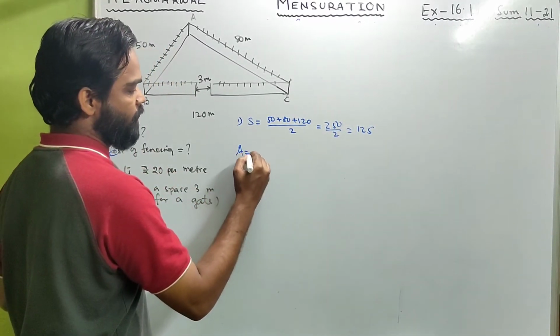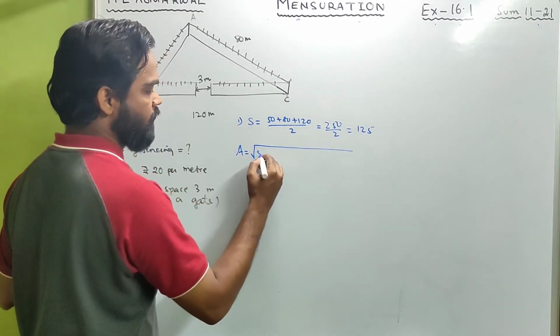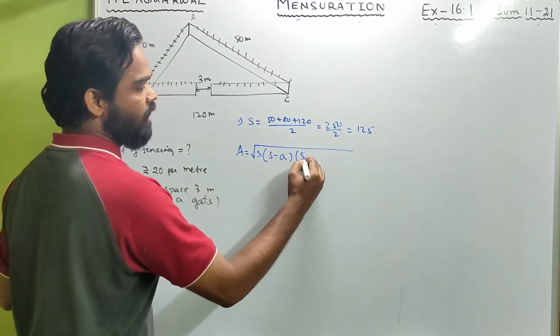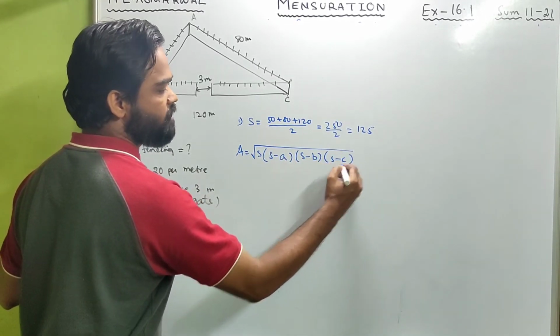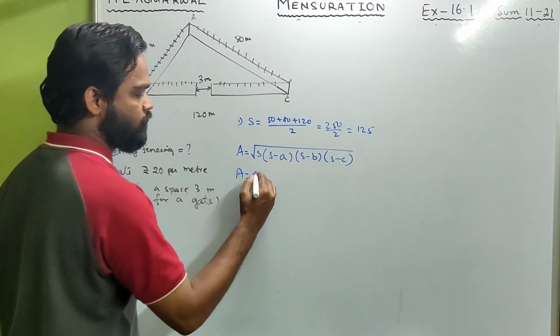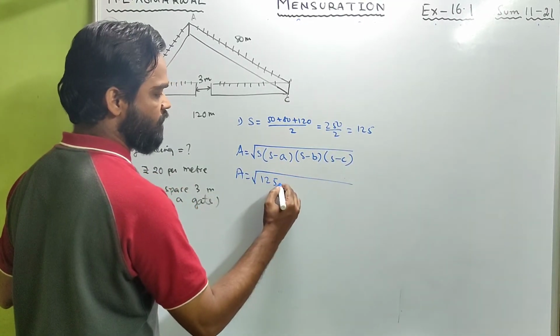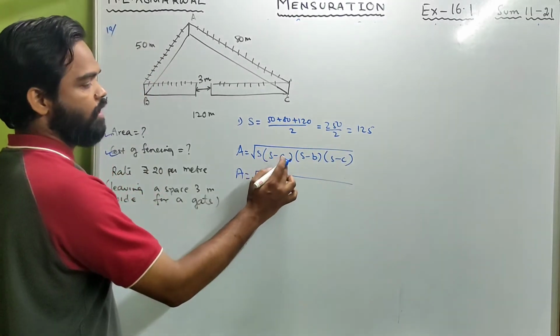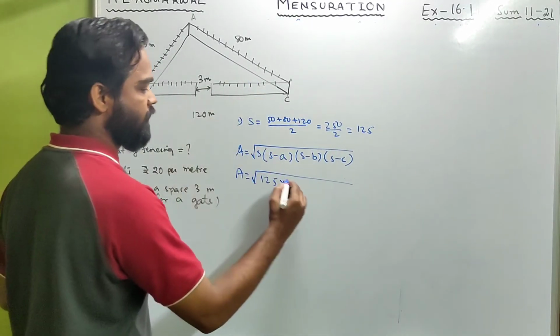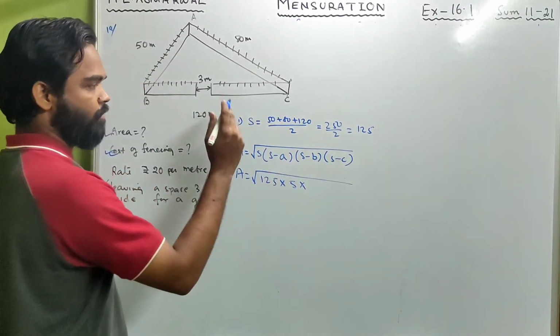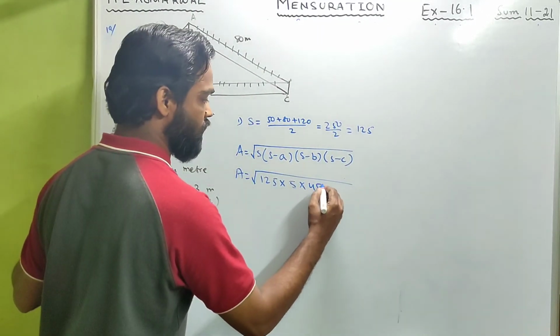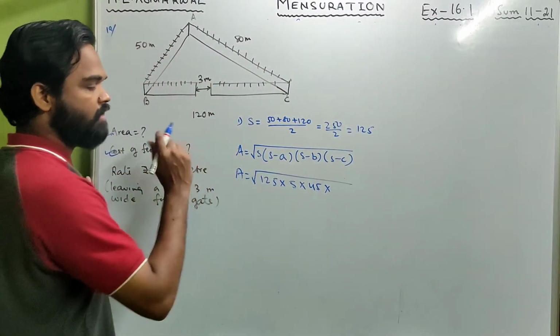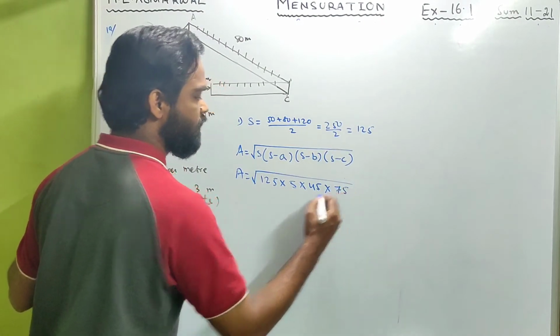So area will be root of Heron's formula: S minus A, S minus B, S minus C. So area will be root of 125 multiplied by 125 minus 120, that's 5; 125 minus 80, that's 45; 125 minus 50, that's 75.